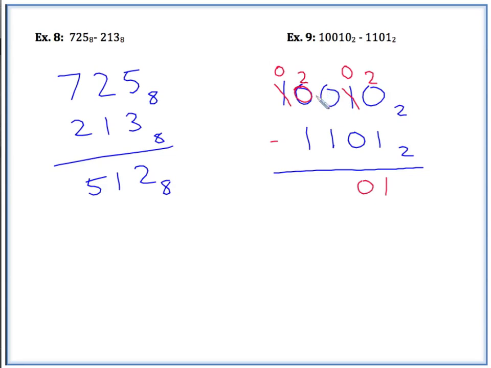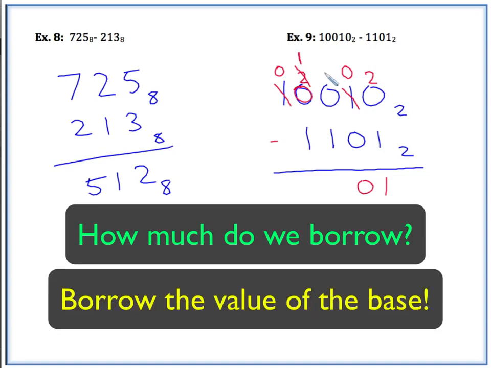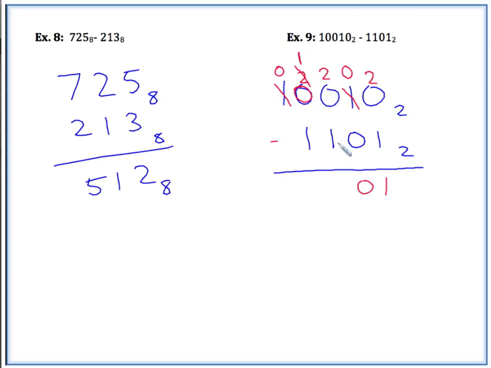Now remember, we had to borrow for this place value because we can't do 0 minus 1. So we're going to borrow again from the 2. That'll be a 1. And how much do we borrow? It's a mantra. We always borrow the value of the base. It's got to be 2. So here we have 2 plus 0 minus 1 is 1. And then 1 minus 1 is 0. And then this would be 0 minus 0 is 0. So our final answer here is 1, 0, 1, base 2. And that is subtraction in other bases.